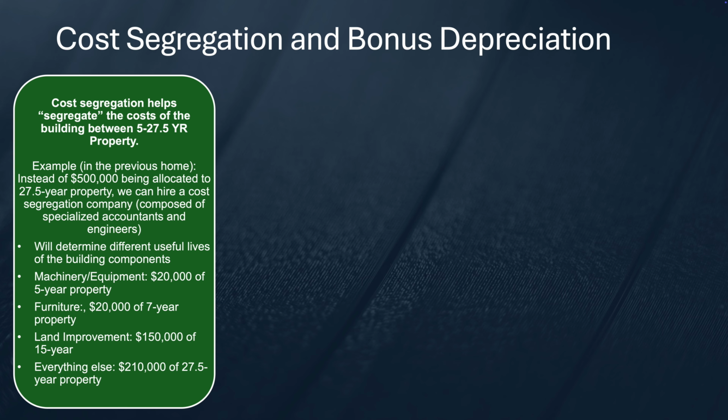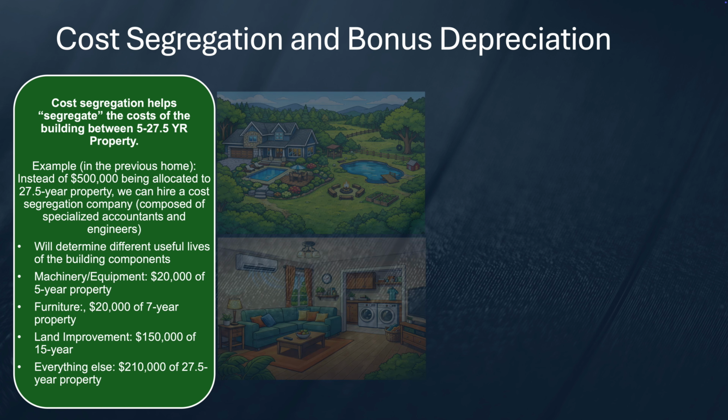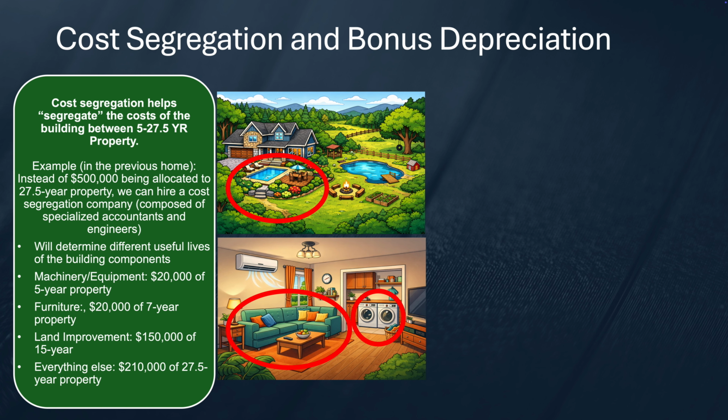What that allows us to do is take a bigger expense over a much shorter period of time. Instead of waiting the whole 27.5 years, we can front load a lot of that depreciation expense to have bigger upfront losses. I've given you a small diagram of what these guys might be looking for. The couch is not 27.5-year property, it's 7-year property. Washers and dryers are 5-year. The pool, which is land improvements, would be 15-year property.